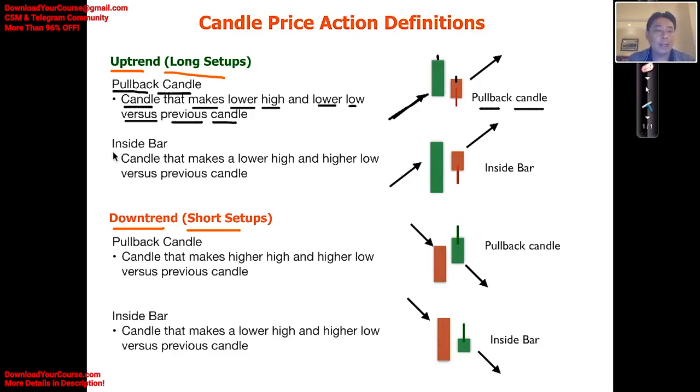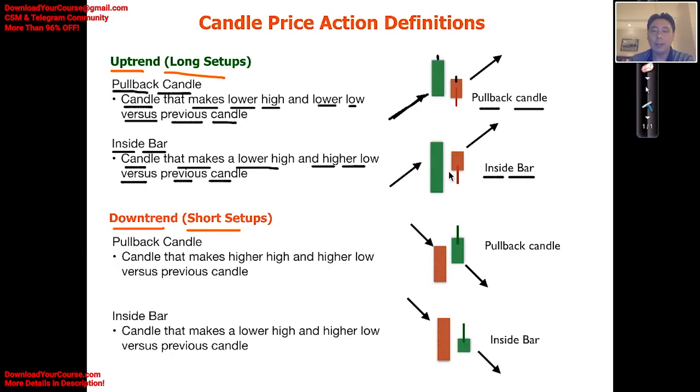Now, what's an inside bar candle? Now, bar and candle is actually the same thing, right? It's used interchangeably, so inside bar or inside candle is fine. So an inside bar is a candle that makes a lower high, but a higher low in relation to the previous candle. So a slight difference. So again, we have the price going up, we've got that bullish candle, and then we have an inside bar.